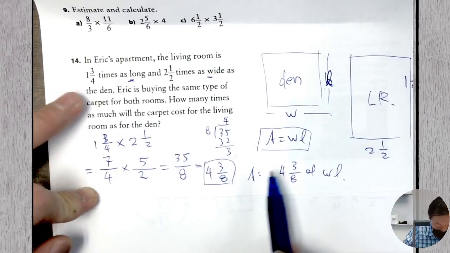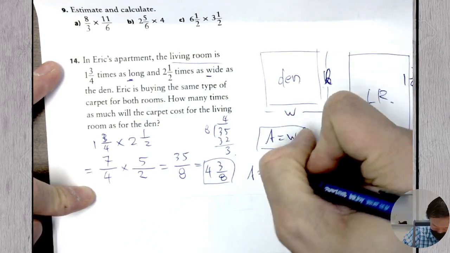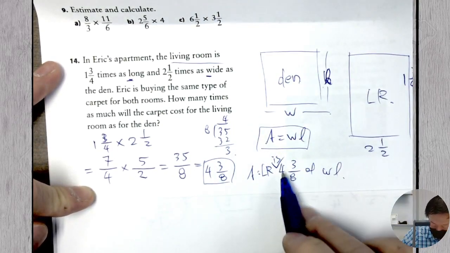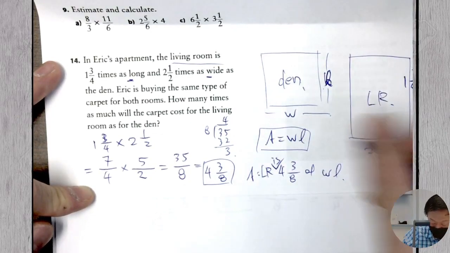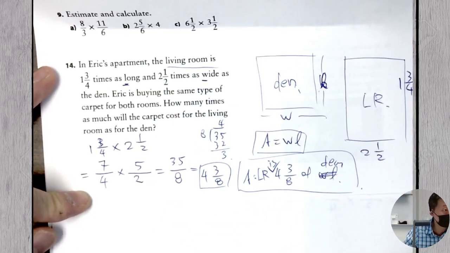Answer, the what? The living room is 4 and 3/8 of the area of the den. That's going to be your answer.